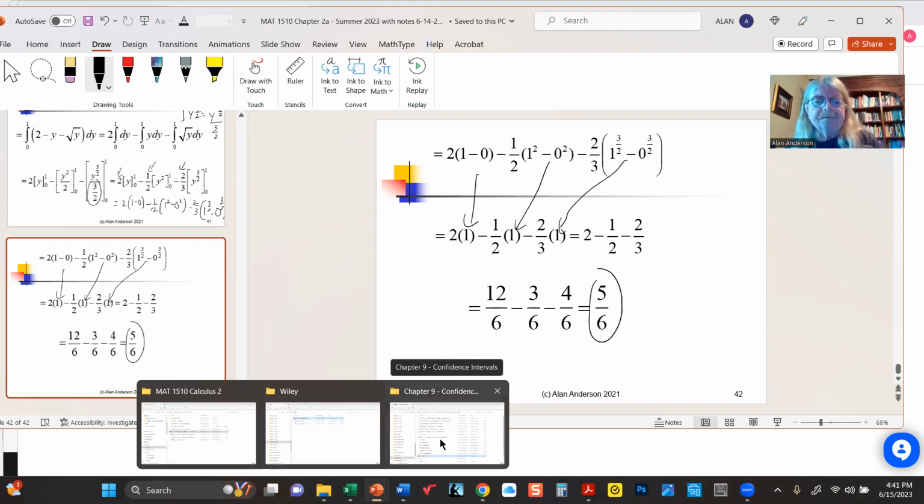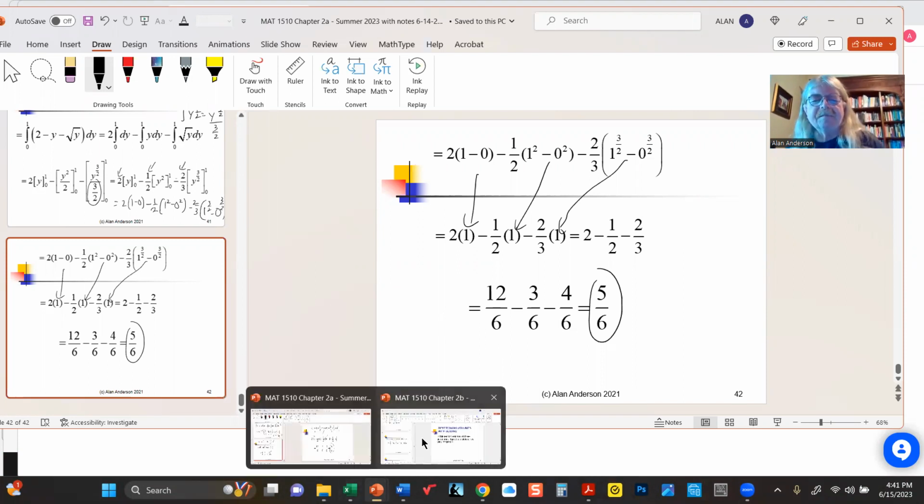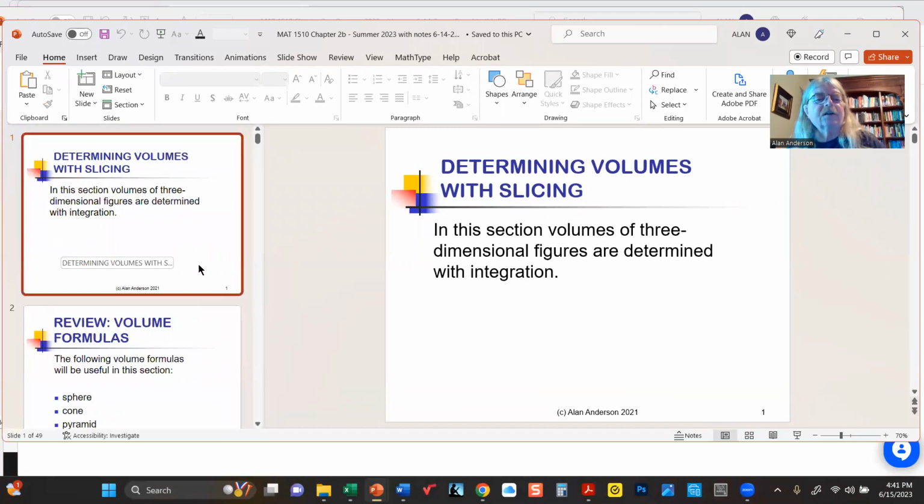Okay. By the way, what's going to come after that is other applications. It's not all about areas and volumes. But anyway, we're going to be looking at volumes. Now, there's different ways we can go about this. The approach they take is actually kind of clever here.